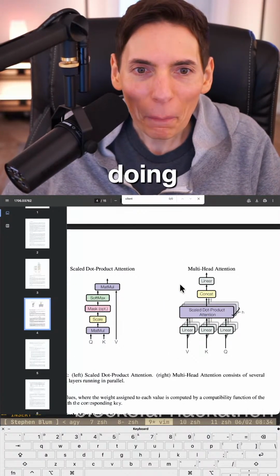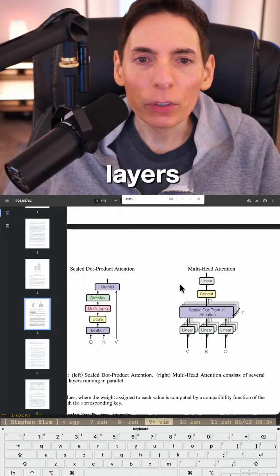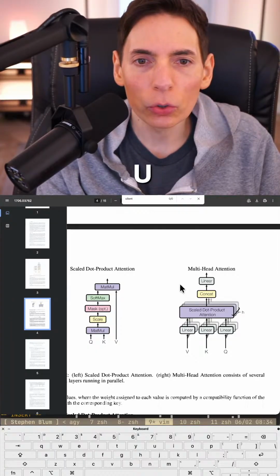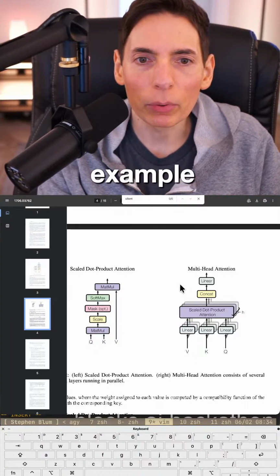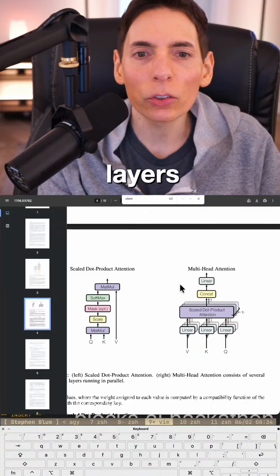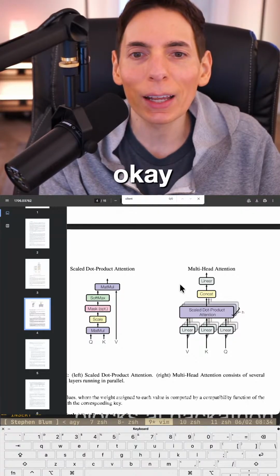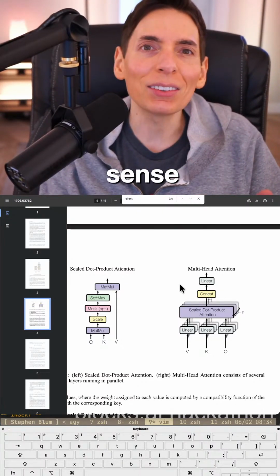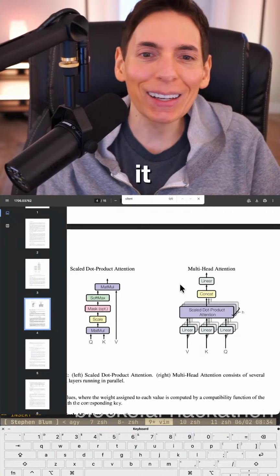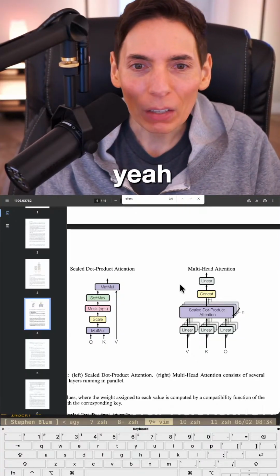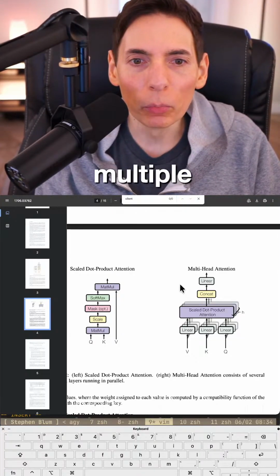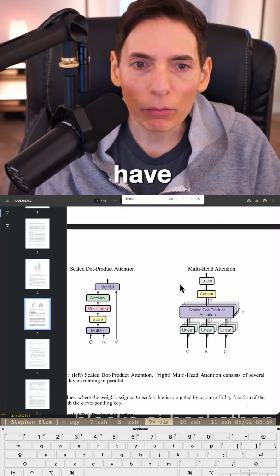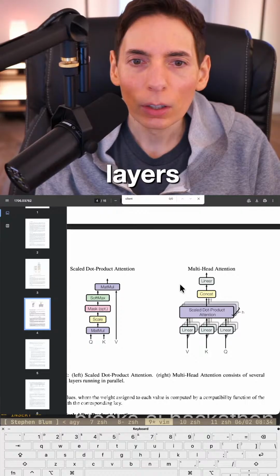That's what we're doing. Feed forward is made up of linear layers. Feed forward is like another network. So a linear layer, then GLU, then a linear layer, and then dropout, for example. Oh, Derek, that is making complete sense. I get it now. Yeah, feed forward can be a single linear layer, but MLPs, multi-layer perceptrons, can have numerous linear layers with activation.